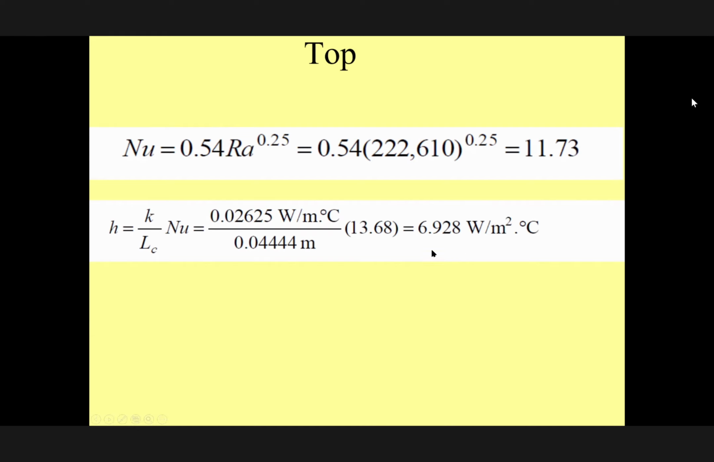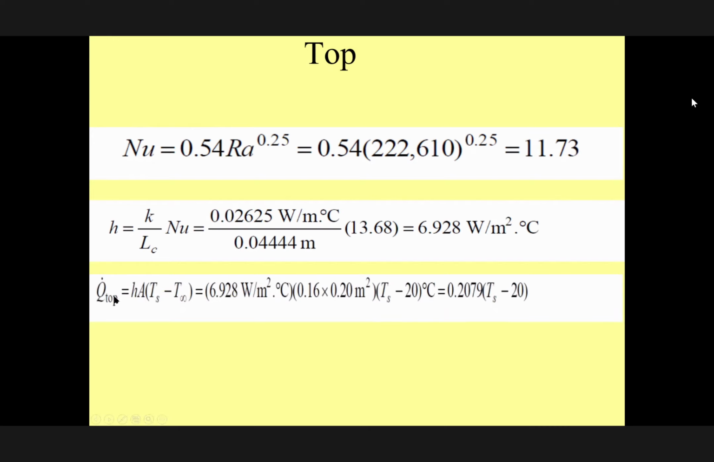Therefore, you can write the general equation, but you do not know Q, and you do not know the temperature of the surface, because the whole idea here is to calculate the temperature of the surface. So we can write the convective heat transfer to the top by natural convection is this one. You know the surface area, you know this one. The only thing you do not know is Ts. Therefore, this one, okay?